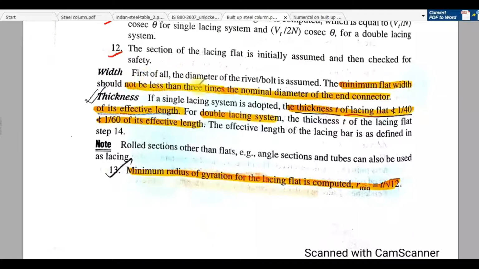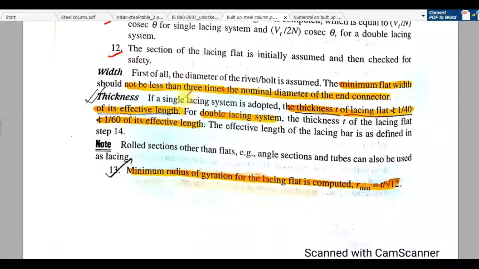It is mentioned here. First of all, the diameter of the rivet or bolt is assumed, because to connect this lacing bar with the channel sections, you have to assume a particular diameter of the bolt. If you know the diameter of the bolt, the minimum flat width should not be less than 3 times the nominal diameter of the bolt. The end connector is nothing but the bolt. If the diameter of bolt you have chosen is 16, then the minimum width should be 3 into 16, that means 48. If it is a 20 millimeter bolt, then it should be 60 millimeter width.